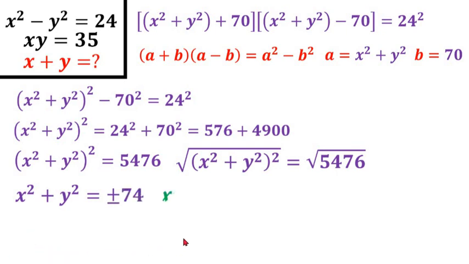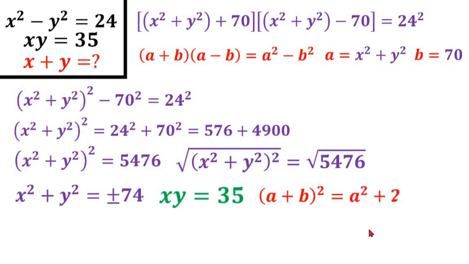Now that we're at this point, I want to recall that xy is equal to 35, and now we're going to use an exponent property. Pause if you need to think about this. We have (a + b)² = a² + 2ab + b². So what we're going to do is reorganize this equation a little bit.